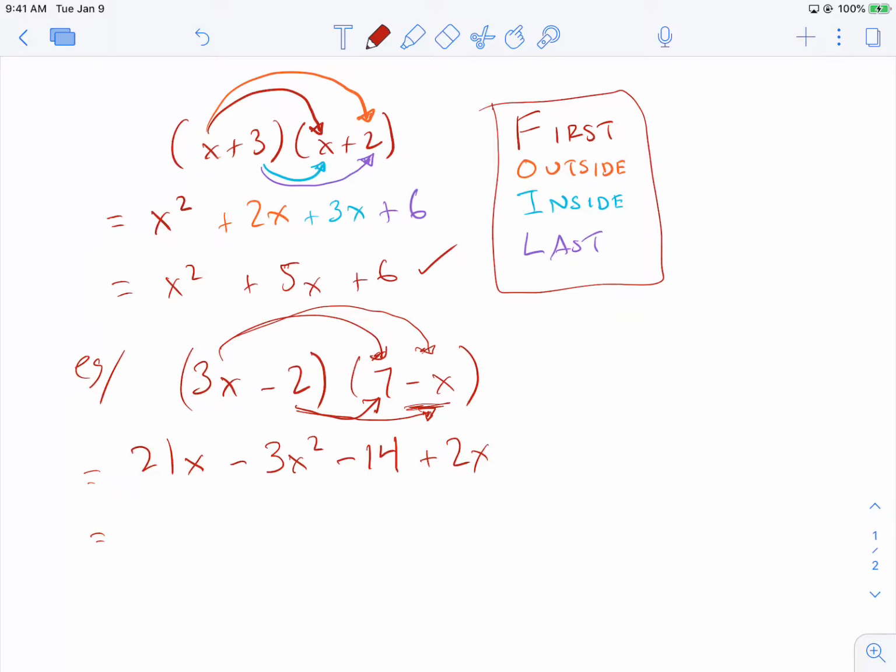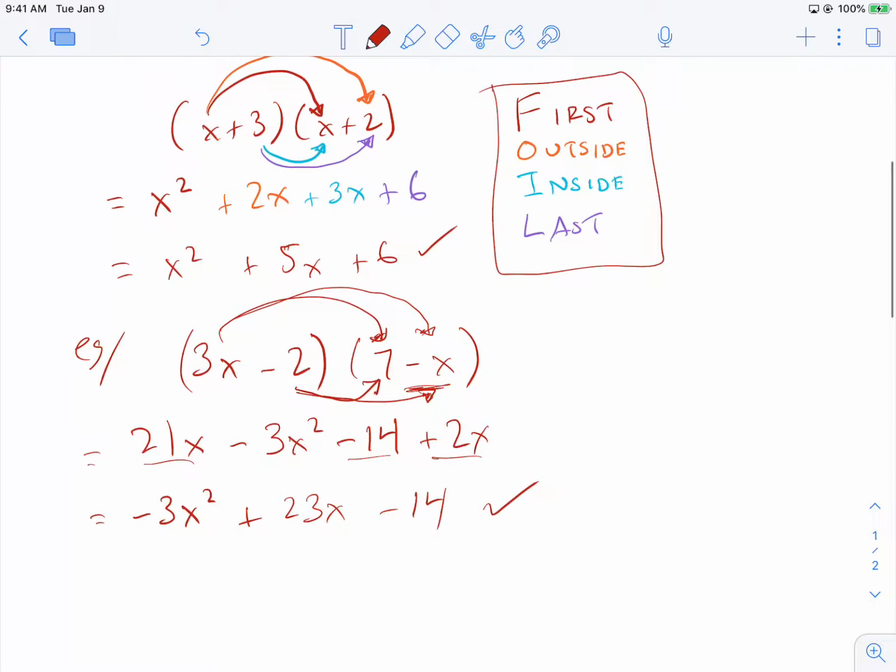I always like to order things based on the highest exponent down to the lowest exponent. So we'll have negative 3x squared. There's nothing else that adds to that. 21x is going to add with 2x, so 21 plus 2 is going to give us positive 23x. And then this negative 14 is the only other thing we're missing. And that would be done as well.